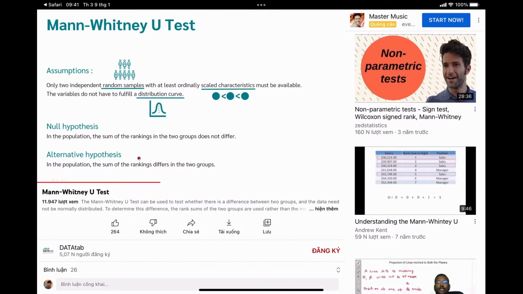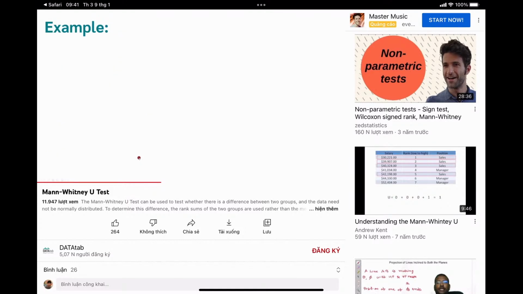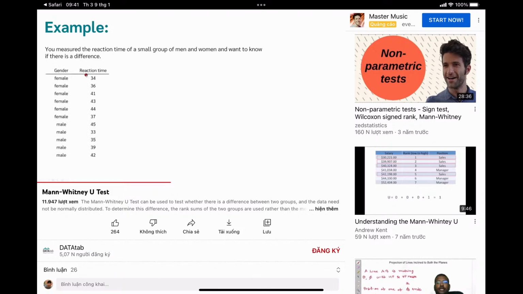So let's take a closer look at the question now, what rank sum means. Let's look at an example. Let's assume you have measured the reaction time of a small group of men and women, and you want to know if there is a difference between these two groups or not. In order to do this, you add the values in a table. On one side you have gender with female and male, and on the other side you have the values for reaction time.